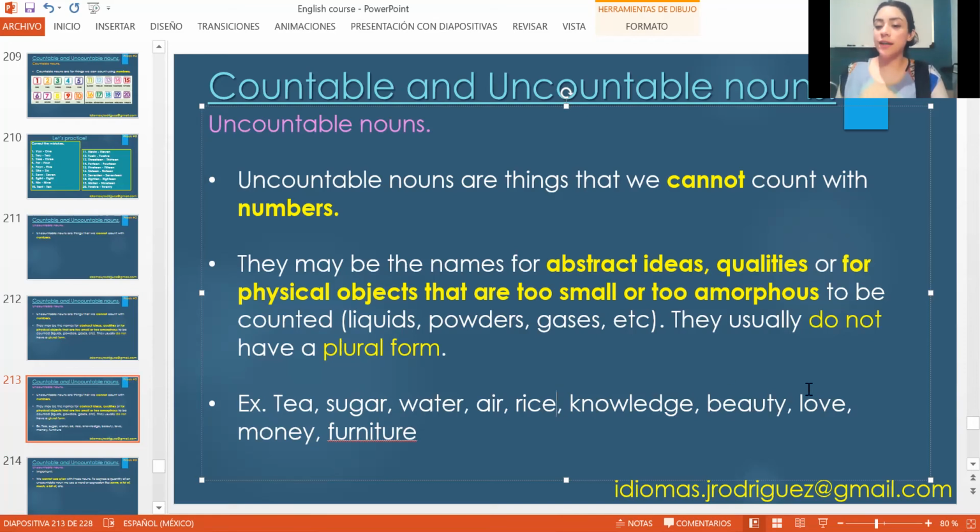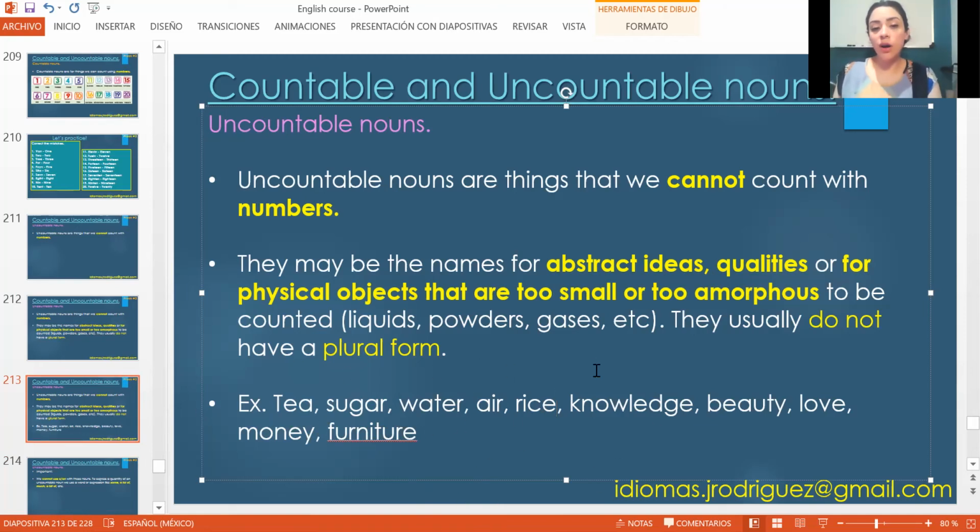Beauty, belleza, is not countable too, uncountable. Okay, no es contable. Not one beauty, two beauties, no. Always beauty. Love, love is uncountable. Money, dinero, not one money, two monies, three monies, no. Money, uncountable, some money. Furniture, muebles, mobiliario, furniture, okay? So those are examples of uncountable nouns.